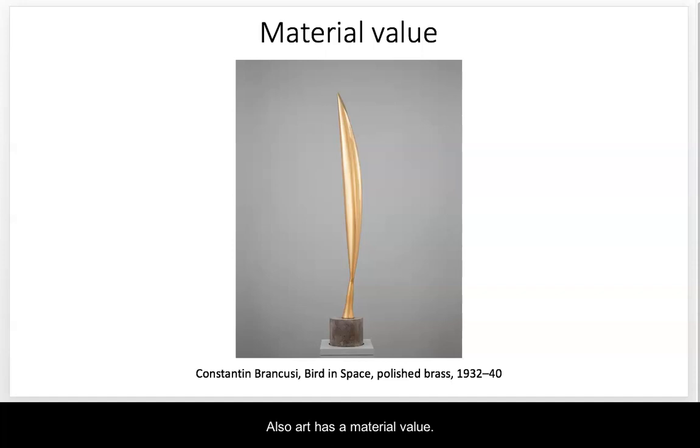Also, art has a material value. It is made sometimes of precious metal or metals that are expensive. Egyptian art with gold. Ancient works have been melted down by other societies who took control of the land and the areas that they were placed in and reused the material.